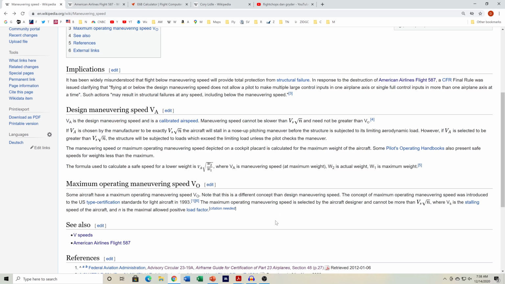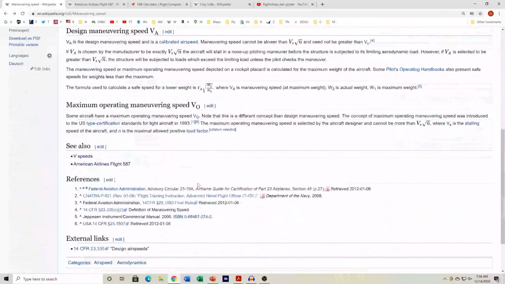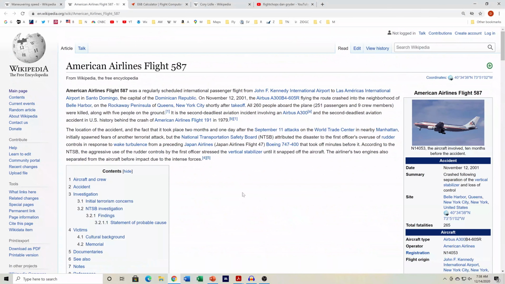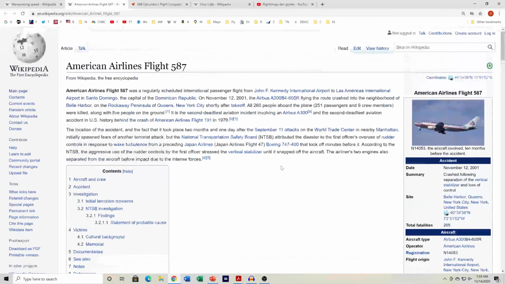One other thing I'm going to knock out real quick. You'll notice in this Wikipedia article about maneuvering speed, there's a C also about American Airlines Flight 587, which I've already got queued up. For those who are not familiar with this accident involving an Airbus 300 that killed all 260 people on board, here's what happened.